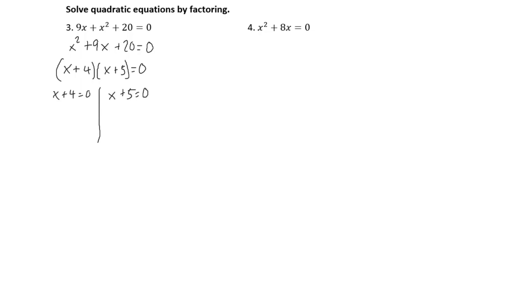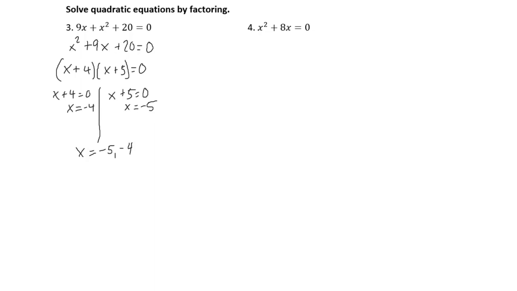And then right here, we will subtract 4 from both sides and get x equals negative 4. Subtract 5 from both sides and we get x equals negative 5. So we get a solution as negative 5, negative 4. Now, a lot of people ask why I switch these. Well, -5 is a smaller number, so it's listed first. -4 is a larger number, it's listed second.